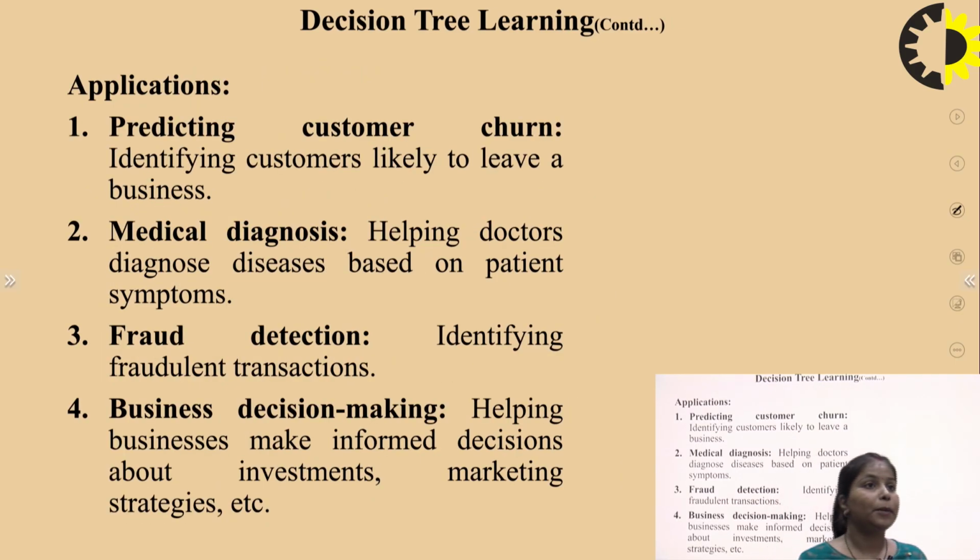So, applications of decision trees. Firstly, decision trees are used for fraud detection, to identify fraudulent transactions, and for decision making purposes for businesses. They are also used for medical diagnosis, helping doctors diagnose disease based on patient symptoms, and for predicting customer churn, identifying customers likely to leave a business, and many more applications.